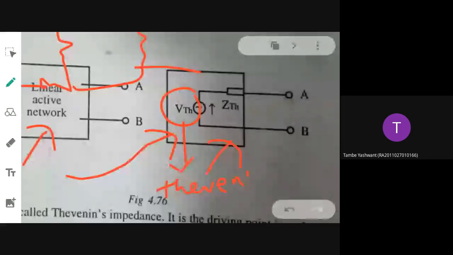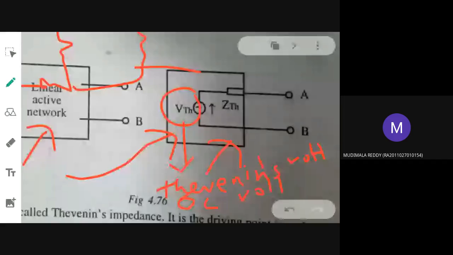One is a resistor, and one is VTH. VTH is called Thevenin's voltage, or open circuit voltage. You remember this. V Thevenin is called Thevenin's voltage, otherwise called open circuit voltage. OC means open circuit. So open circuit voltage or Thevenin's voltage is represented as V Thevenin.